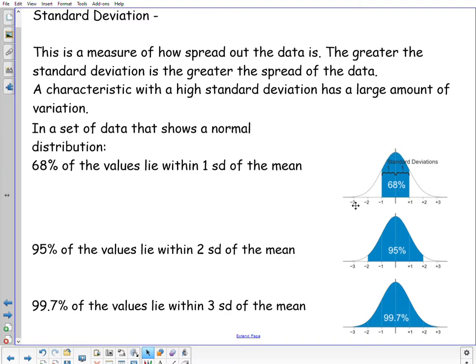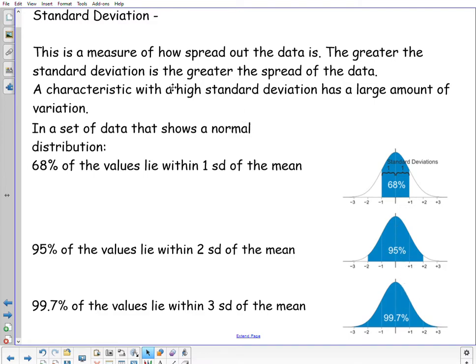Now when you calculate the standard deviation from this data, you will see that 68% of the data lies within 1 standard deviation of the mean, 95% lie within 2 standard deviations of the mean, and 99.7% lie within 3 standard deviations of the mean. So if, for example, we took the height of everybody in school, 99.7% of the people would be within 3 standard deviations of the mean, and Mr. Profit would be up here somewhere.